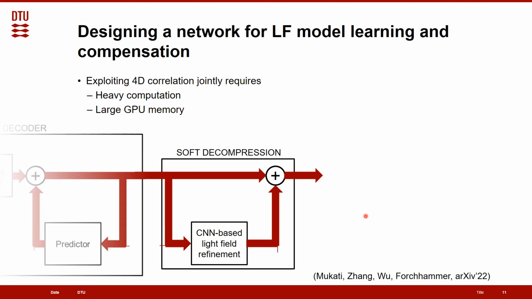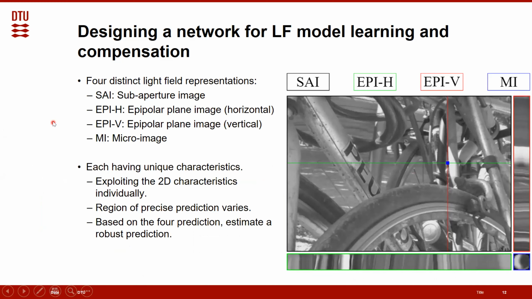Of course, if you take the full 4D data set and try to capture the correlations, it would require a lot of computation and memory. So instead, we took an approach of considering 4 different image representations of this data, where, as we had already from the encoder, the EPIs are selected, supplementing the more direct or conventional subaperture images and micro images. This is illustrated here to the right.